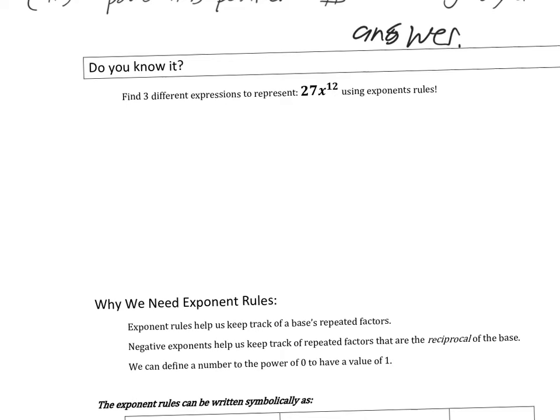Okay, so find 3 different expressions to represent 27x to the 12th using your different exponent rules. So I'm going to give you one and then I want you to come up with the other 2. So thinking about this, I could have 3 to the 3rd power because that's what 27 is. And then x to the 6th over x to the negative 6. Because I would add those together, right? So 3 to the 3rd is 27, x to the 6th. I have to move this up to the top, so that would be 6 plus 6, so that would give me x to the 12th. Now, I want you to try the next 2.